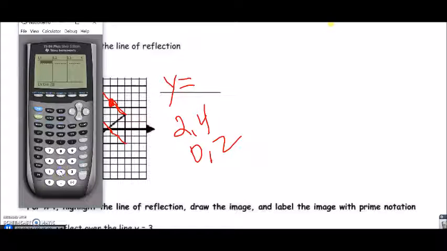You're going to have 2 for an x value and 0 for an x value. Then you're going to have 4 and 2 for your y values. Then you're going to go back to stat, go over to calc, and choose 4 for linear regression. Enter, enter, enter, enter, enter. And you have y equals x plus 2.